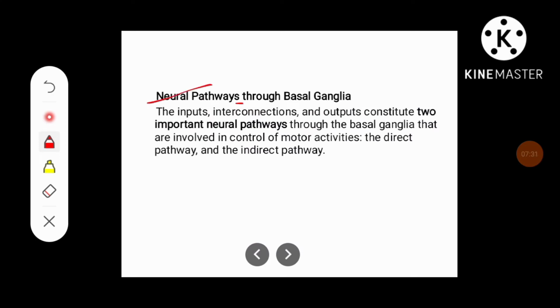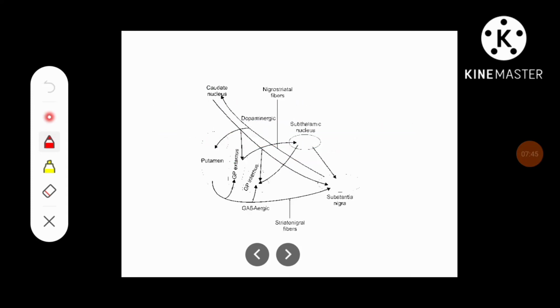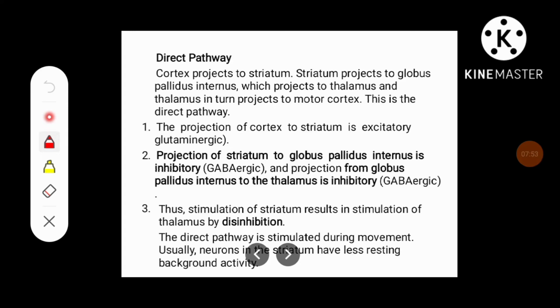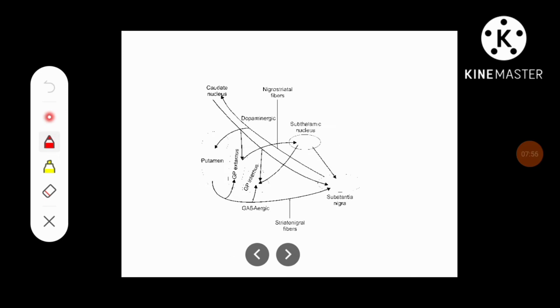Neural pathways through the basal ganglia. The inputs, interconnections, and outputs constitute two important neural pathways through the basal ganglia that are involved in the control of motor activities, and these are the direct pathway and the indirect pathway. So here are the different connections of the direct and indirect pathway.